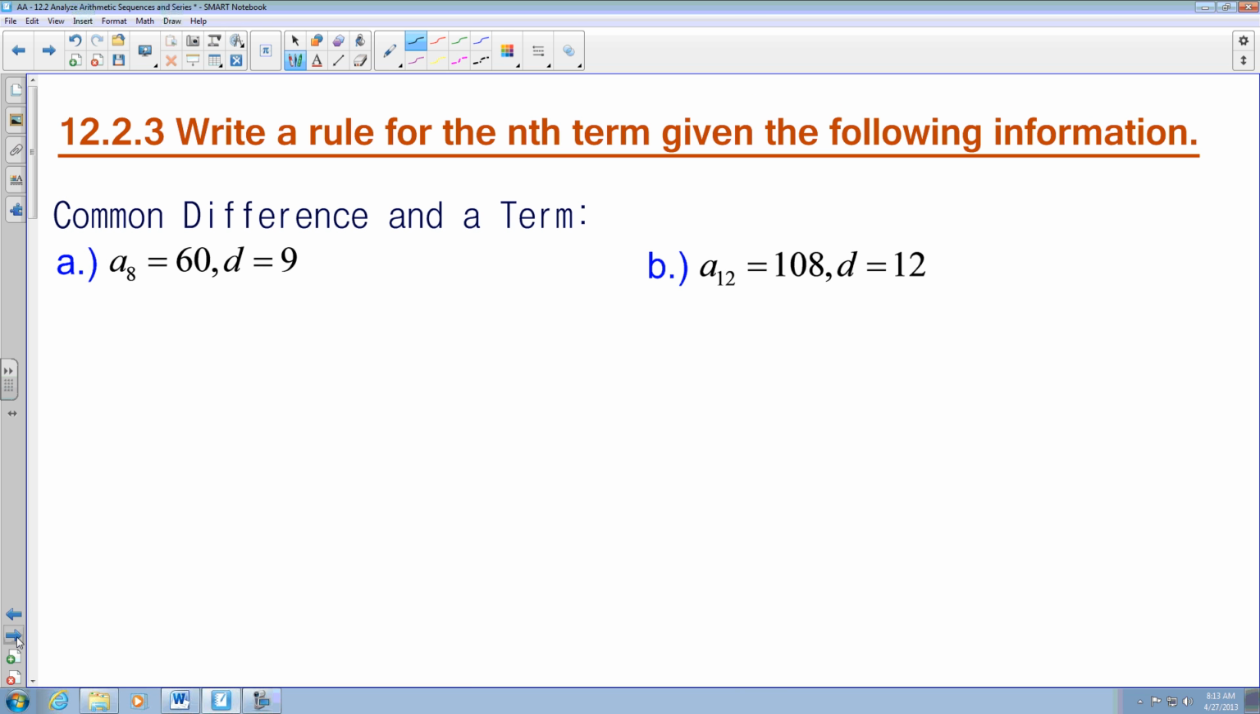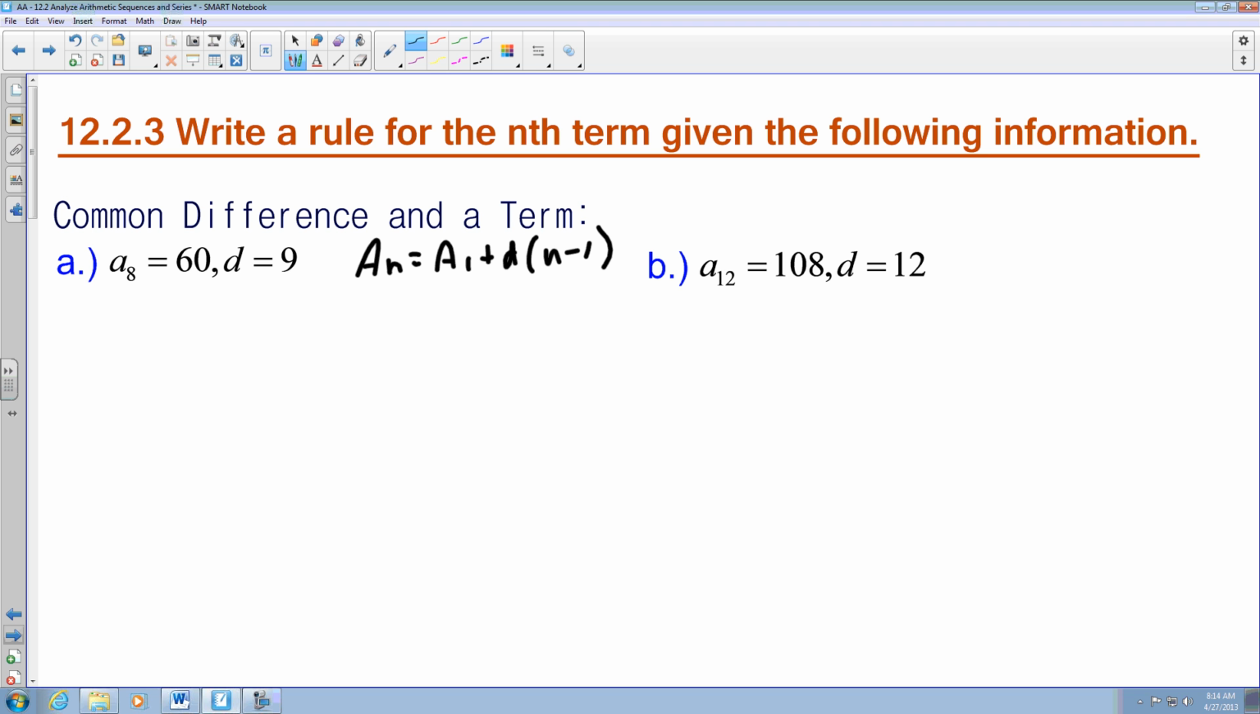So there are some things that they're going to want us to find when we're identifying the general equation for the nth term of each sequence. Some of the problems are going to give you just one value in the sequence, but they're going to give you the common difference. So what we have to do is plug those values into the general equation to find what a sub 1 is. And then once we find a sub 1, we can write the general equation, because let's write the general equation up here.